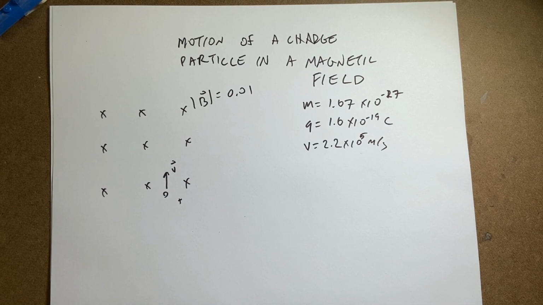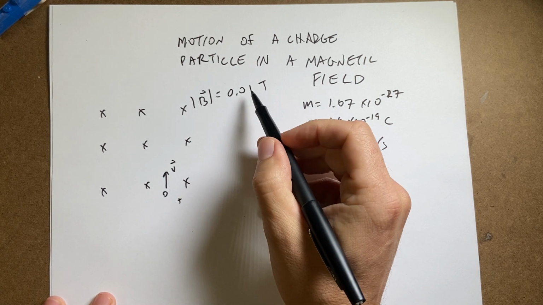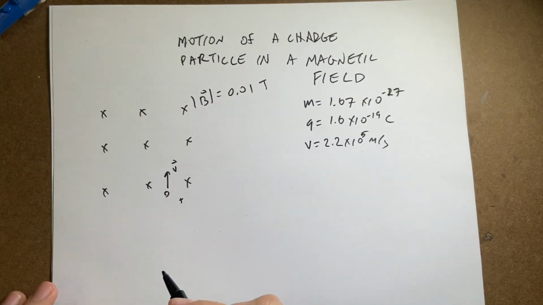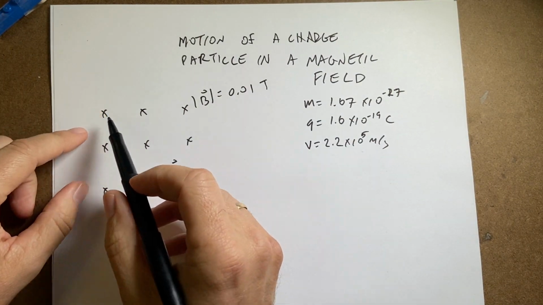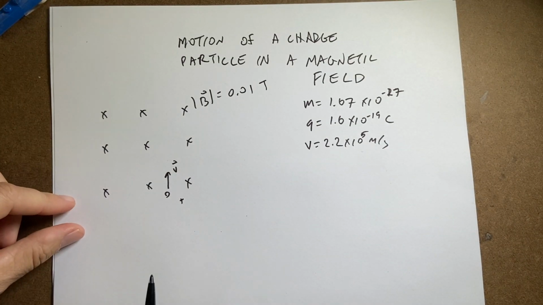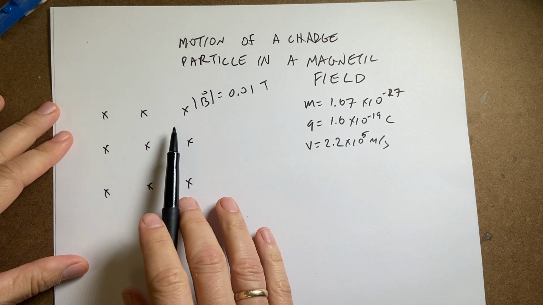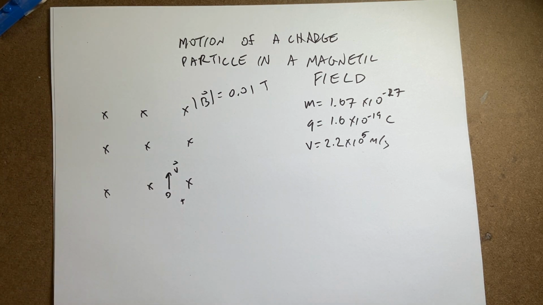Okay, suppose that I have a constant magnetic field. In this case, I have a magnetic field with a magnitude of 0.01 Tesla, and it's going into the paper. That's what all these X's represent. They represent the vector arrows pointing into the paper. And then I shoot a proton with some velocity v into this magnetic field. What will happen to that proton?